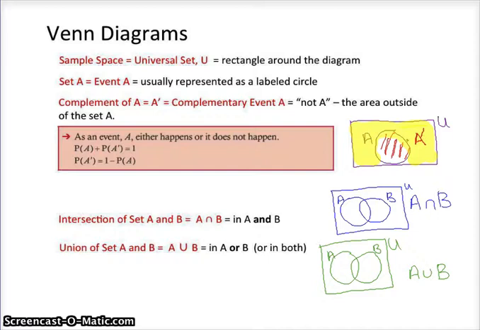Obviously, an event either happens, so it's inside set A, or it doesn't happen, so it's in the complement. So the probability of those two things always equals 1, and you can calculate the probability of a complement by subtracting the probability of A from 1. So those two formulas there are quite useful.